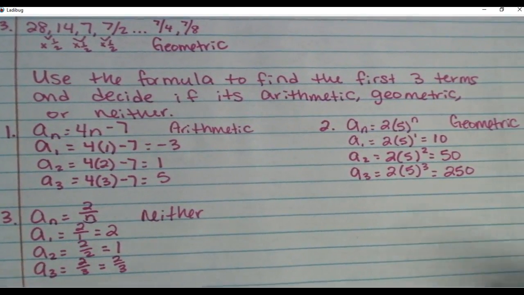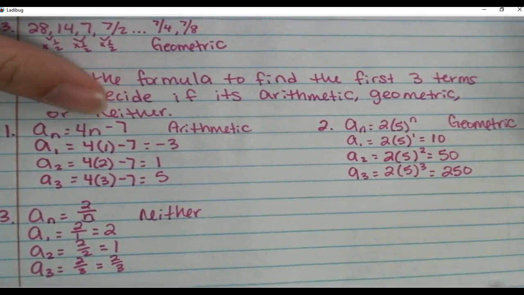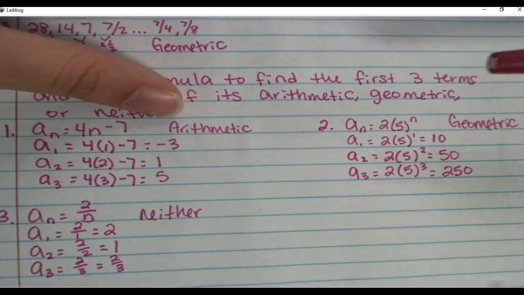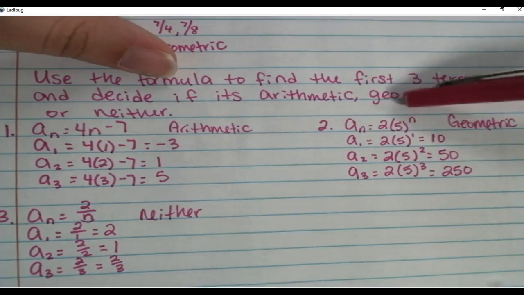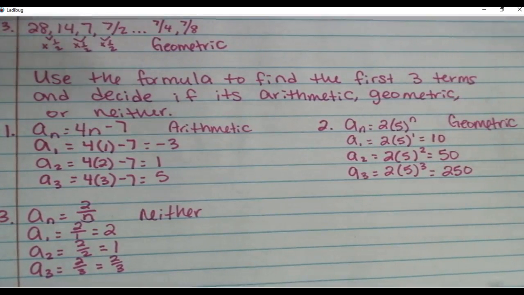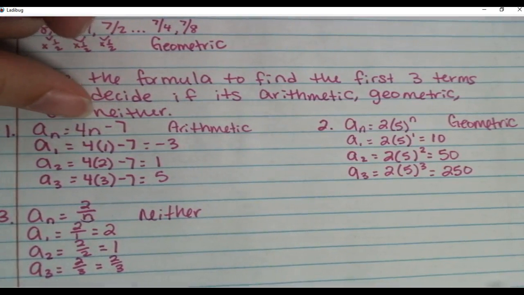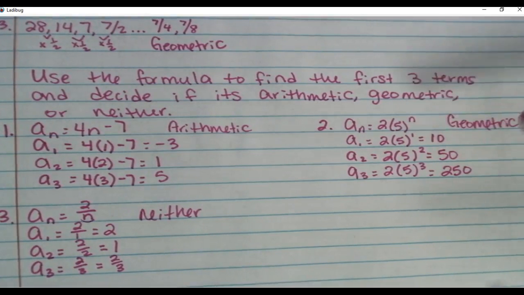So let's look back at number 1. If we look at number 1, we had 4n minus 7. What kind of equation does that look like from what we were doing yesterday? A linear. And it was arithmetic. Well, if we look at geometric, this 2 times 5 to the n power, what does that one look like? Exponential. So an arithmetic always follows a linear pattern. A geometric always follows an exponential pattern. Okay. Questions?